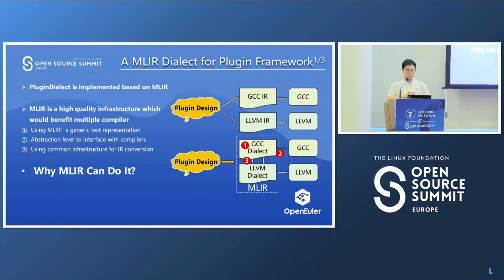The plugin dialect is provided by our framework to developers, and it's based on MLIR. We chose MLIR because this is a high quality infrastructure that benefits multiple compilers. We want to use MLIR's generic textual representation to help us quickly develop an IR for plugin development. And using MLIR as an abstraction layer helps us achieve interoperability of IR in many compilers. Of course, another important reason is MLIR's convenient and fast infrastructure to help us quickly and efficiently achieve conversion between IRs. So what is MLIR and why does it have this magic power to do these things?